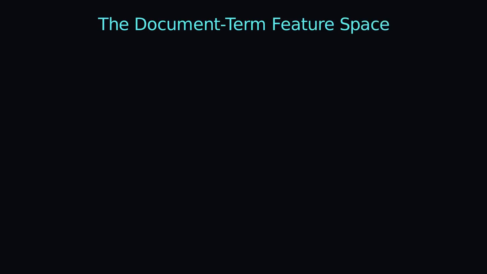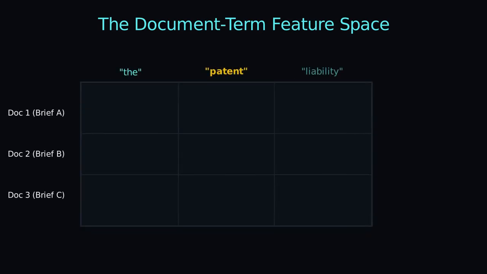Algorithms can't read words. They read geometric coordinates. To feed text into a machine learning model, we must map our calculated scores into a document term matrix. Imagine a structured grid. Each row represents an individual document in your collection, and each column represents a unique token from your entire global vocabulary database.